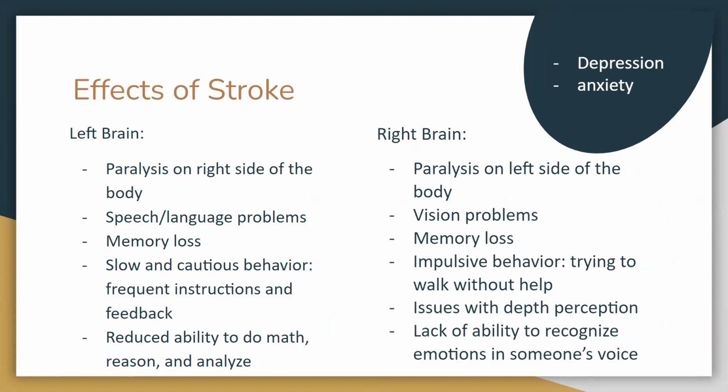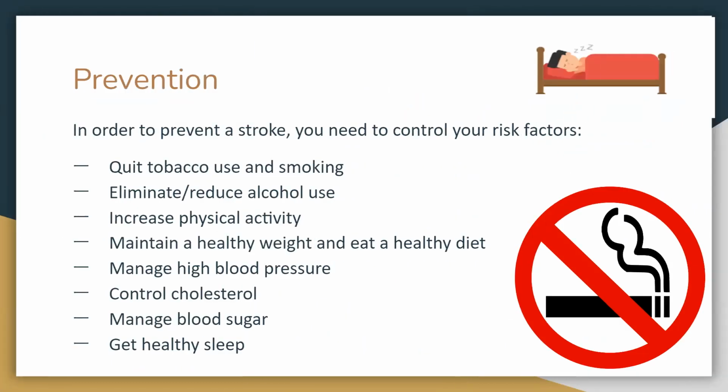If it's occurring in the right side of the brain, we're going to see paralysis on the left side of the body, vision problems, and memory loss. They're going to have impulsive behavior, such as trying to walk without help, and they're going to have issues with depth perception. This makes them at higher risk for falls, and they're going to have a lack of ability to recognize emotions in someone's voice. And any person can develop depression or anxiety from having a stroke.